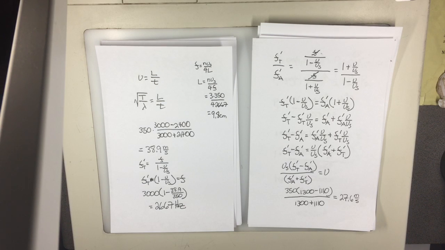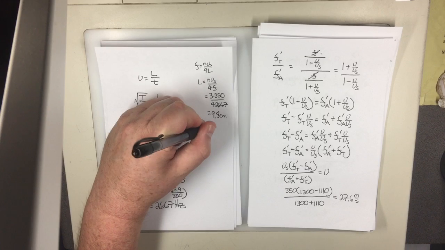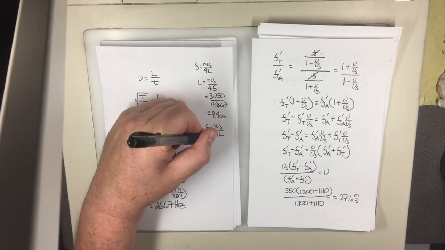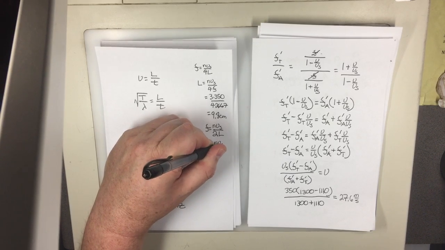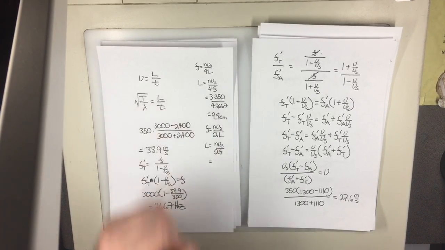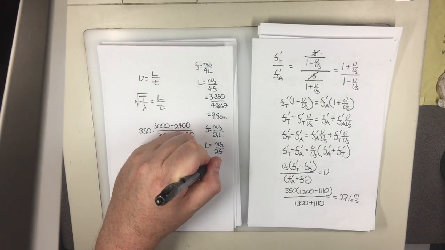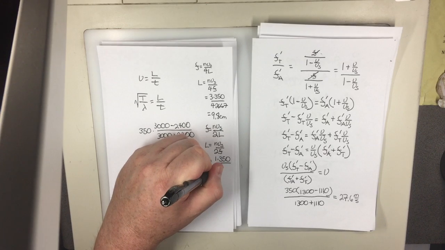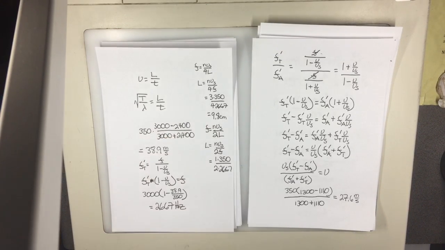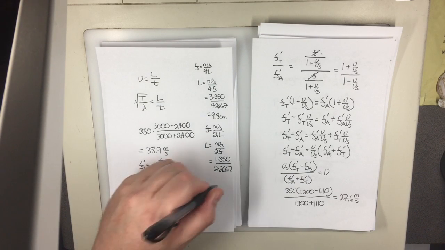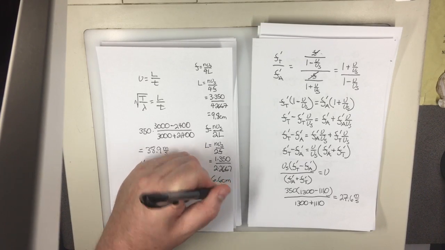If the whistle on the train was a pipe opened at both ends and its sound was emitted at the first harmonic, what is the length of the whistle? So we're switching whistles. Frequency is NVS over 2L. So L is NVS over 2F. We're at the first harmonic, so N is 1. 1 times 350 over 2 times 2667. And I get 6.6 centimeters.